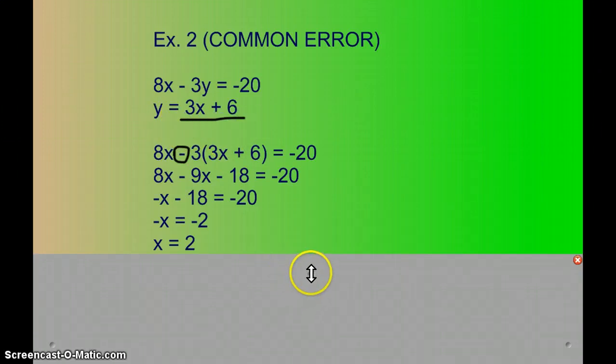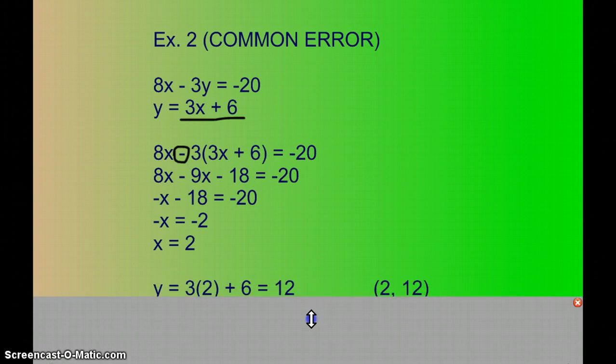y is equal to 3x plus 6. So therefore, I'm going to replace x with 2, and do 3 times 2 plus 6 to get 12. That gets us our answer of x is 2, y is 12. And again, we can always write our answer as a point if we wanted to.